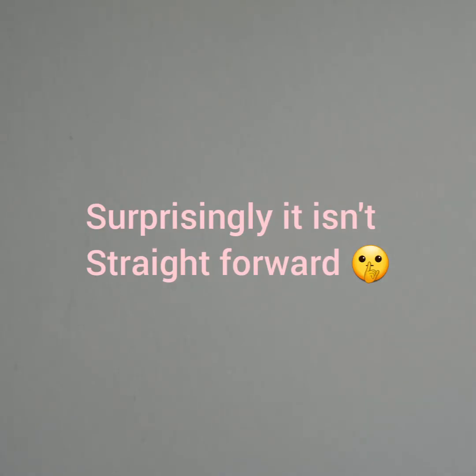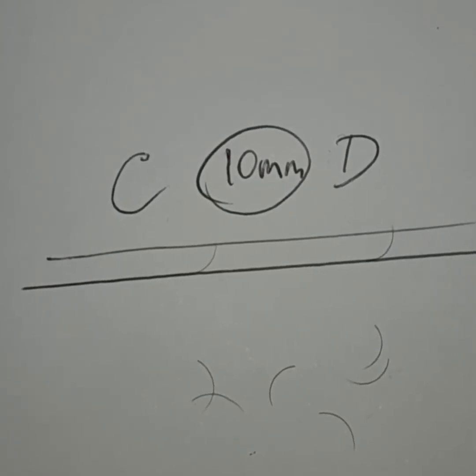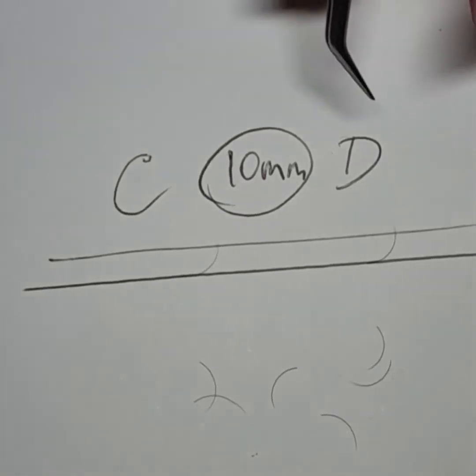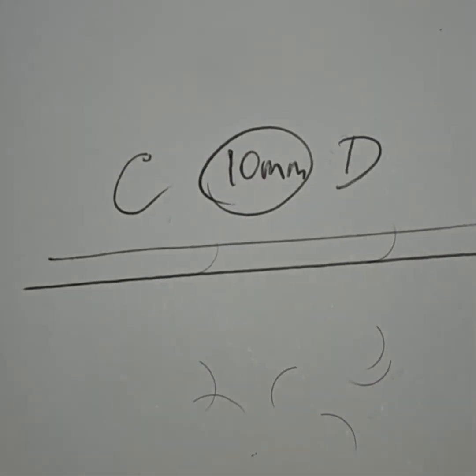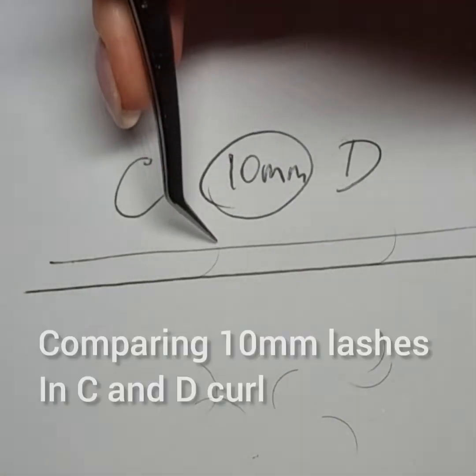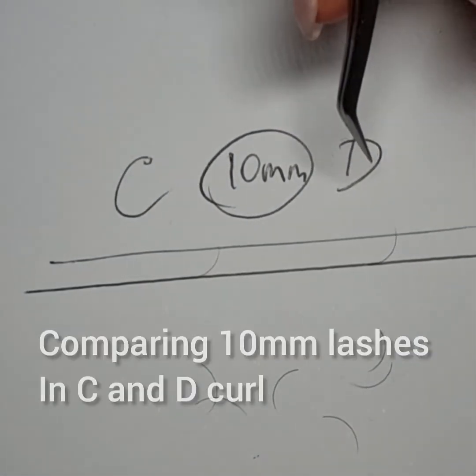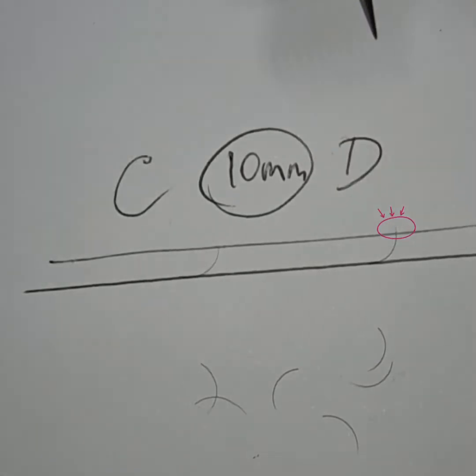Okay, to start, a little bit of the theory about mixing different curls in one set, even if you're going to do the spikes look. For example, here I'm comparing 10 millimeters in C and D curl. Everything else is the same, it's just the curl that is different. And what we see is that the C is actually so much lower than the D. So in my brand, it's nearly 2 millimeters of a difference.